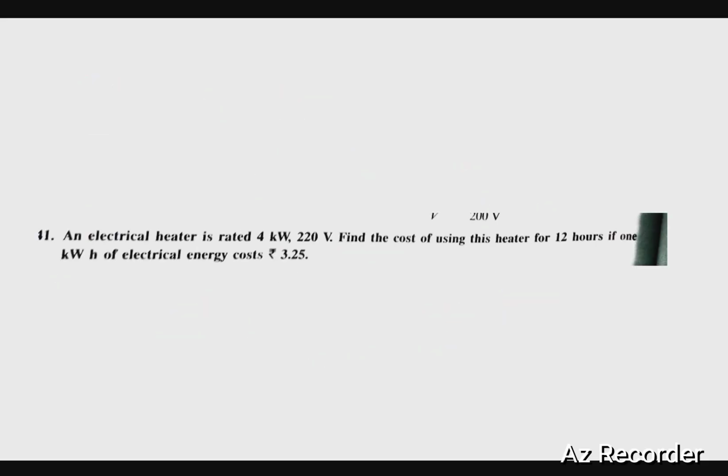So let's discuss the first question. An electrical heater is rated 4 kilowatt and 220 volt. Find the cost of using the heater for 12 hours, if 1 kilowatt hour of electrical energy costs 3.25 rupees. So if 1 kilowatt hour costs 3.25 rupees, we need to calculate the total electrical bill or the cost of using the heater for 12 hours.